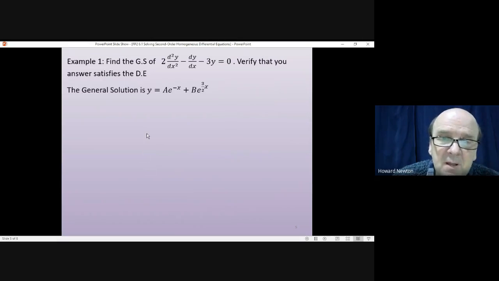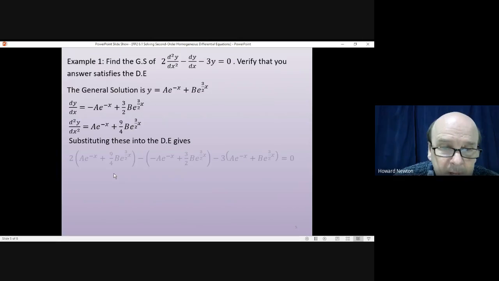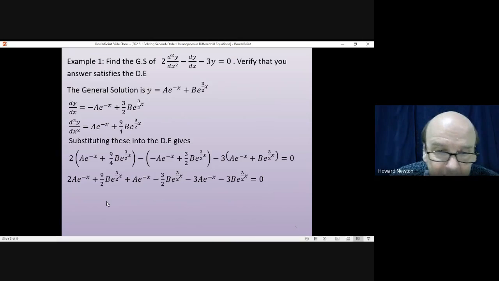Now, in order to verify that, we need to substitute in y, dy by dx and d2y by dx squared. Well, dy by dx, when we differentiate that, will give us this. d2y by dx squared, when we differentiate a second time, will give us that. If we then substitute all of those three things into the equation, then we get this, and multiplying out the brackets gives us that, and then various things can be collected together.